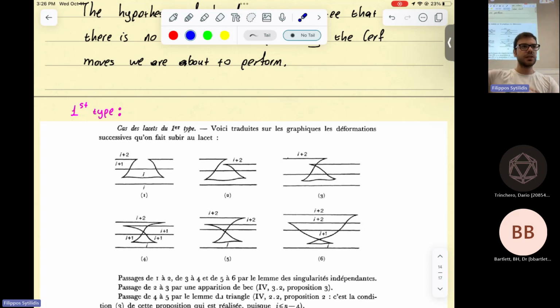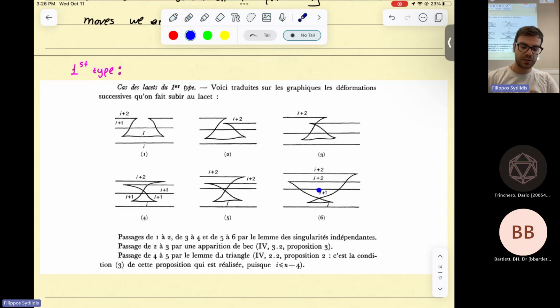This is going to happen in 2 stages. The first stage is getting to a point where I have a swallowtail appearing, and I'm going to do that for all of them, and then in the end, I'll tell you why we can cancel the swallowtail. Okay. So let's get something of the first type. The first type looks like that, and I'll just take you through the Cerf moves here.